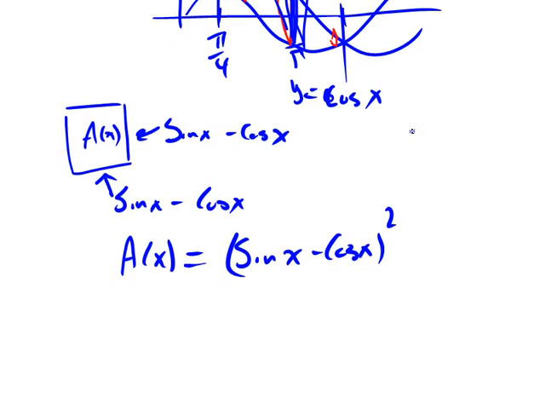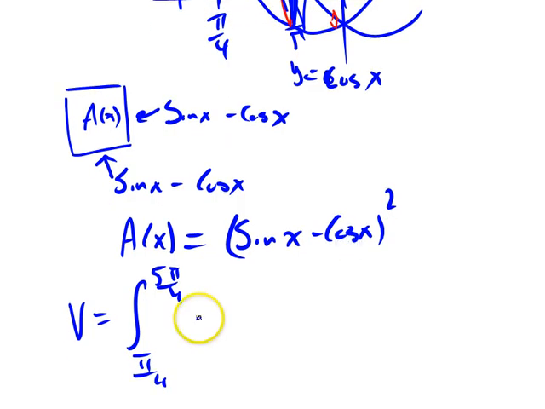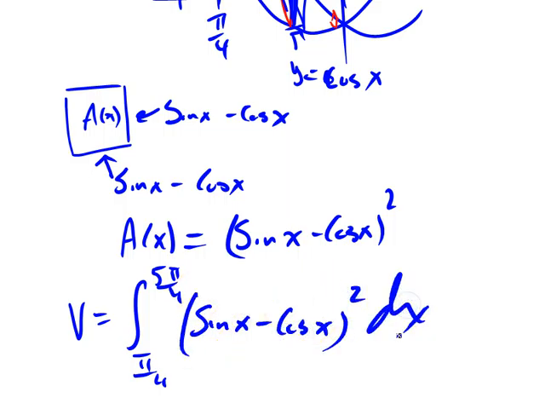So I'm going to say the total volume is the integral from pi over 4 to 5 pi over 4. Those are where I have slices. I'm not worried about stuff over here. I'm not worried about stuff over there. Only between pi over 4 and 5 pi over 4. So for those values, I take this area function, sine x minus cosine x squared times dx.